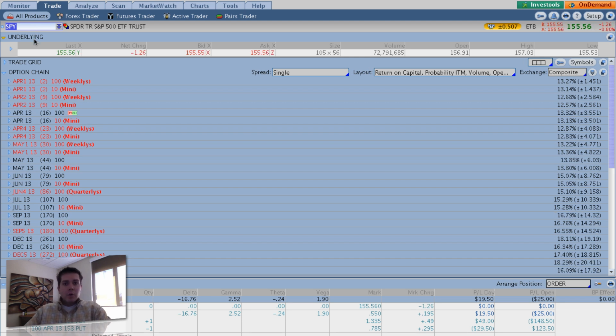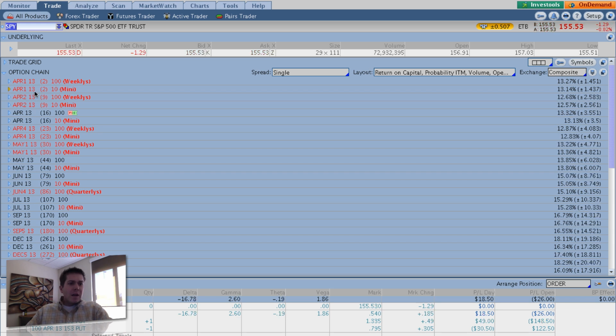So how do you know if it's a liquid options market? We'll pull up SPY just for an example. SPY is very liquid. Let's look at the May 13th regulars. So first thing you can see here, there's several different options offerings here in SPY. You've got your April 1 weeklies that expire in 2 days. That's what this little 2 here in parentheses means. So it's the weeklies. And 100 shares per contract. That's what that 100 means.